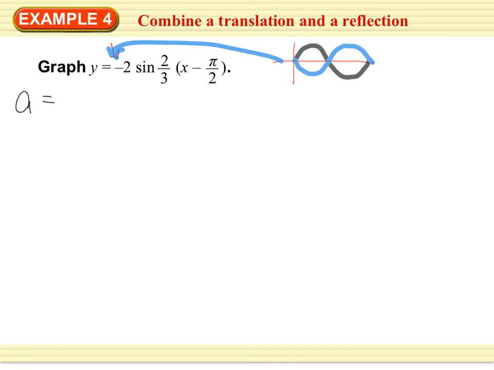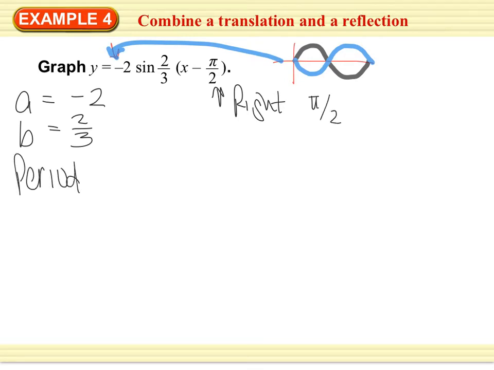So my A term is -2. B is 2/3. This means I am shifting right by pi/2. So our period is going to be 2π/b. So instead of 2π divided by 2/3, I'm going to multiply by 3/2. And that gives me 6π/2, which is in fact 3π. That's my period. So if I get all my points, I'm going to go from 0 to 3π.